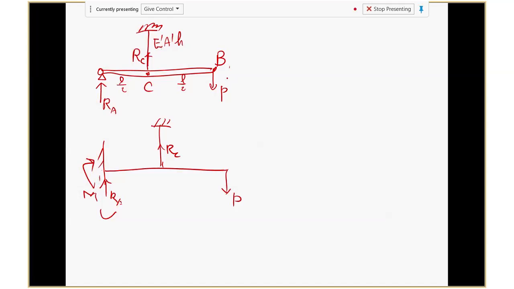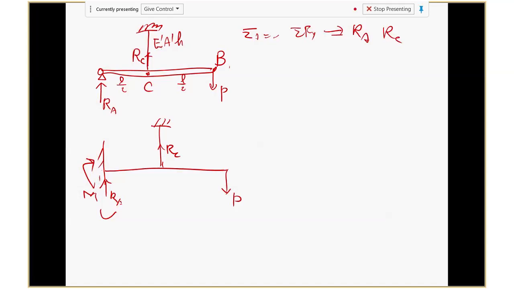Movement, I already wrote, right? Sigma M about any point, A, equals 0, right? Or sigma Fy equals 0. So basically from here, I can find RA and RC. RA and RC will be found from the equations of equilibrium. So all this load will be known, right?